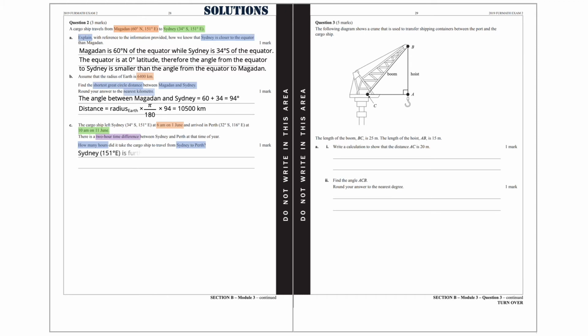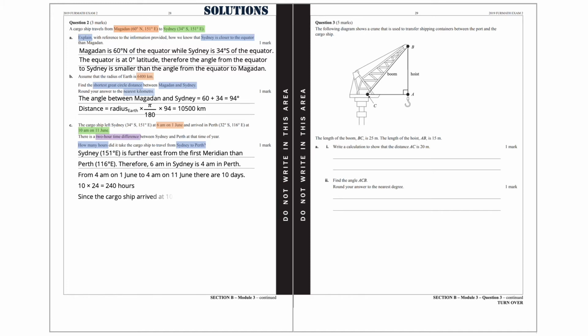Sydney is further east from the first meridian than Perth. Therefore, 6 a.m. in Sydney is 4 a.m. in Perth. From 4 a.m. on 1st of June to 4 a.m. on 11th of June, there are 10 days. 10 times 24 equals 240 hours. Since the cargo ship arrived at 10 a.m., the total travel time is 240 plus 6, which is 246 hours.